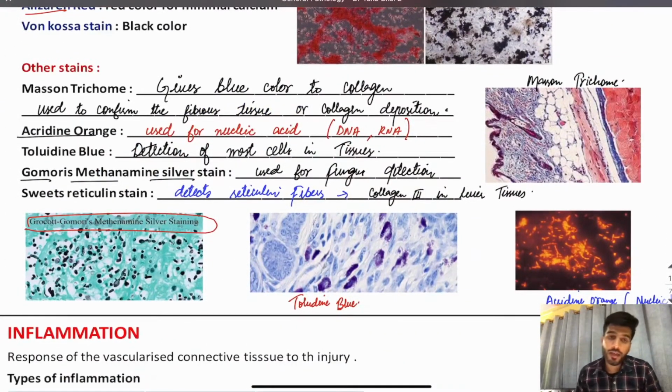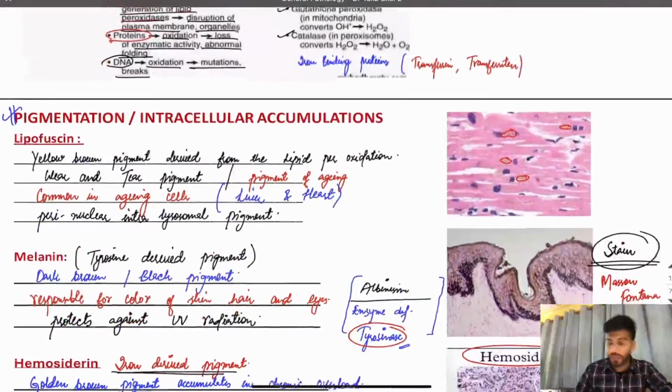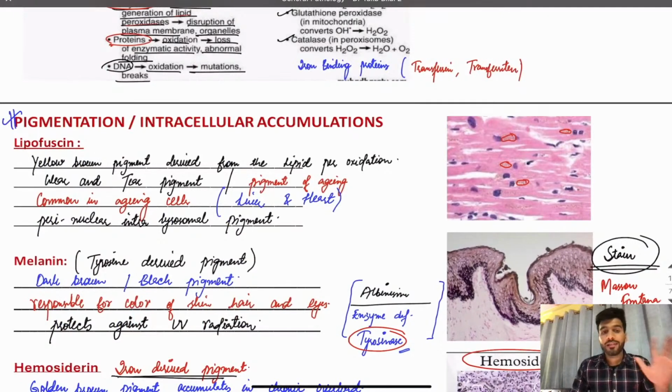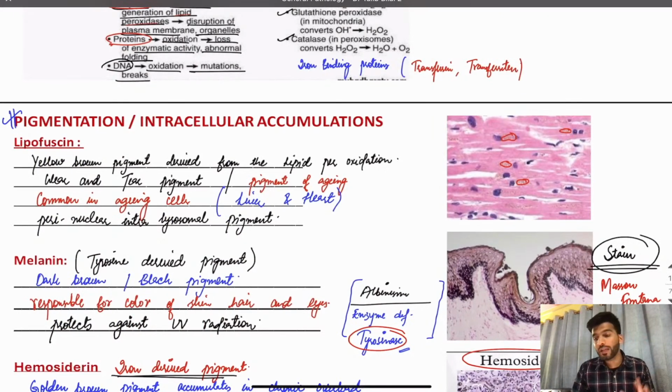cell injury. Okay, have a quick recap, guys. Let's have a quick recap. So today we started with the pigmentation, guys. First one was lipofuscin. That is a yellow-brown pigment, guys. It's derived from lipid peroxidation. I exactly told you where it's coming from.